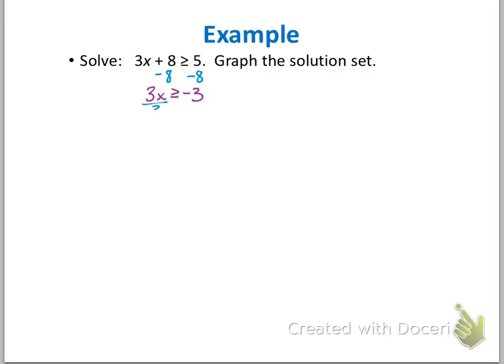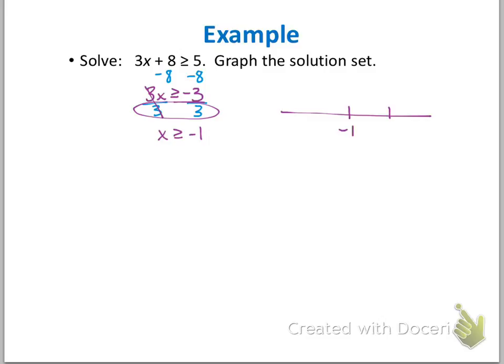Multiply or divide. I'm dividing both sides by a positive 3, so I'm not flipping the inequality, even though my answer is negative. It's what I do to both sides that decides if I flip it. Now we need to graph that solution.